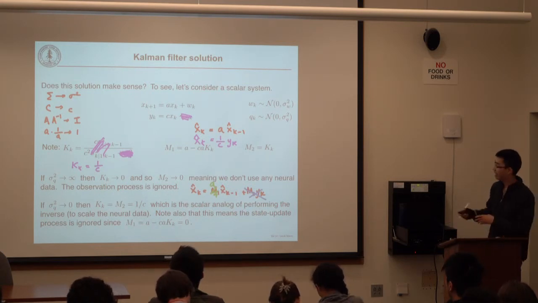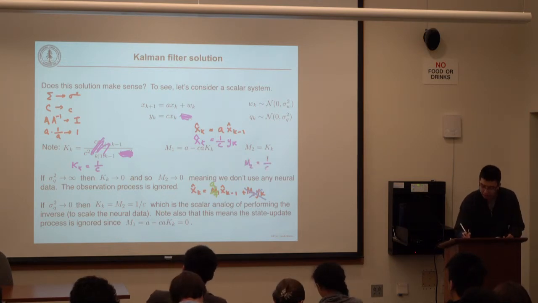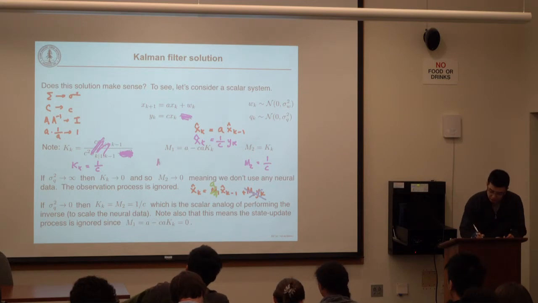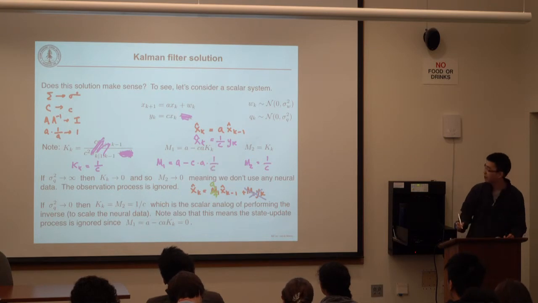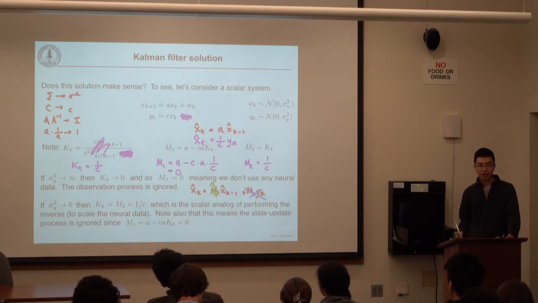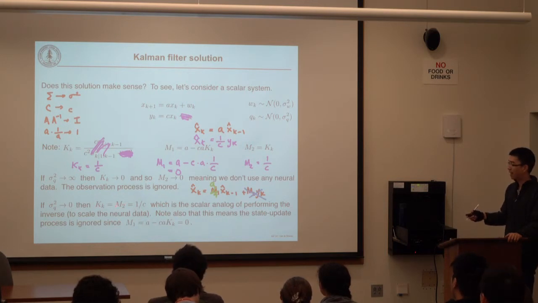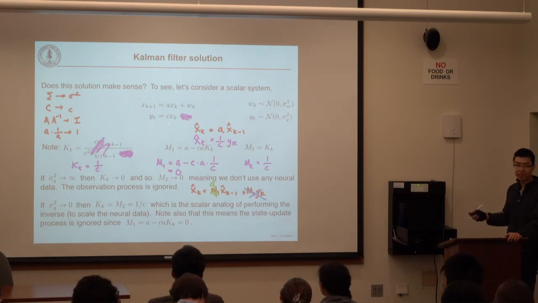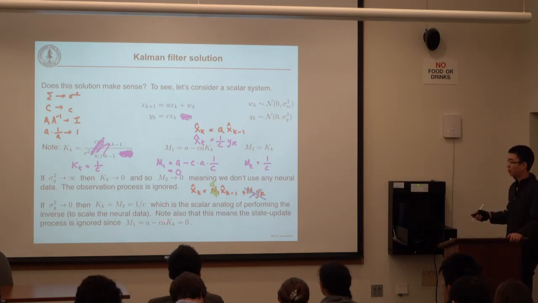And so if kk is equal to 1 over c, then m2 here is equal to 1 over c. And m1 is equal to a minus c times a times 1 over c. The c and the 1 over c cancel. The a's cancel to give 0. And so if sigma q squared equals 0, if we take away this noise, then kk is equal to 1 over c. And this is the scalar analog of performing the inverse. 1 over c is the same as performing the pseudo-inverse c dagger. And so this means that the state update process is ignored because the m1 term will go to 0.